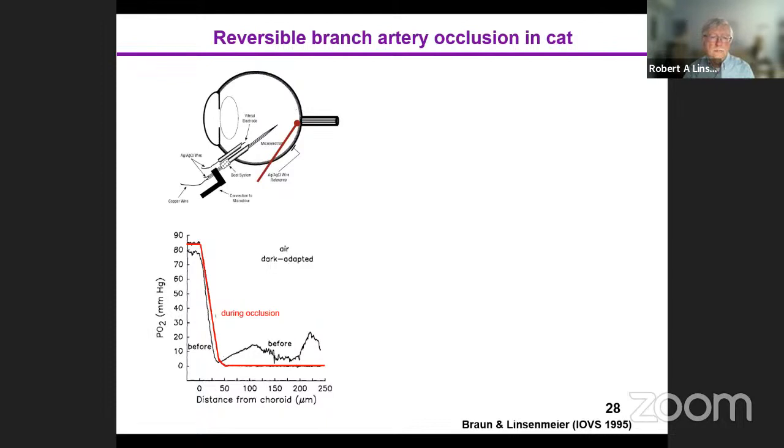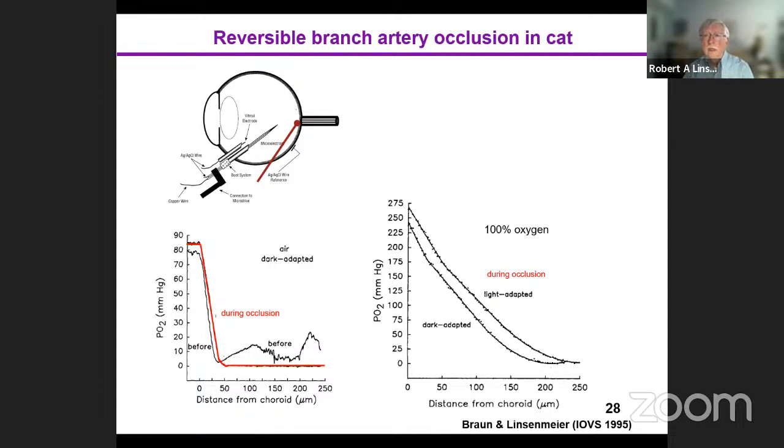So before we did the occlusion, we could see these peaks and valleys in the inner retina. After we did the occlusion, or during the occlusion, the choroidal PO2 and the outer retina were not affected, but there was no oxygen at all in the inner retina until we started using oxygen for the animal to breathe. And then the choroidal PO2 goes way up as predicted, and oxygen diffuses much further toward the vitreous from the choroid. It's a little better in light adaptation because metabolism is lower in light adaptation, although in this particular case, the choroidal PO2 was also higher.